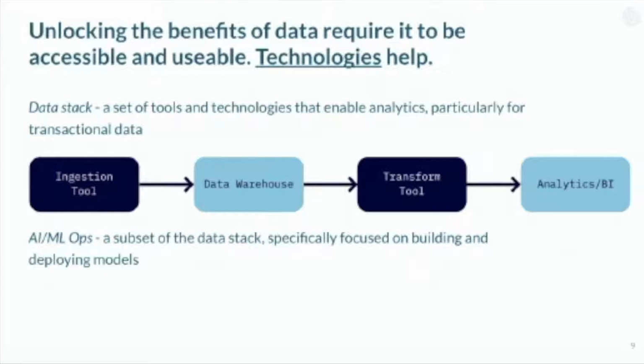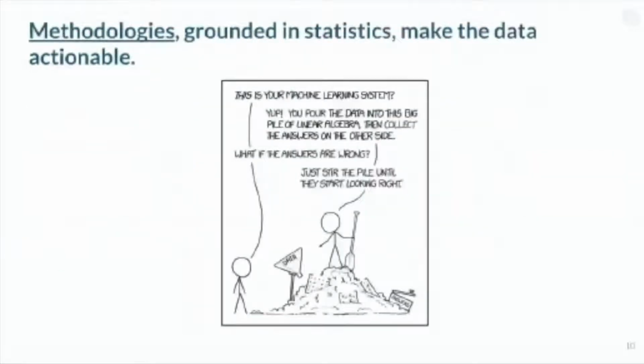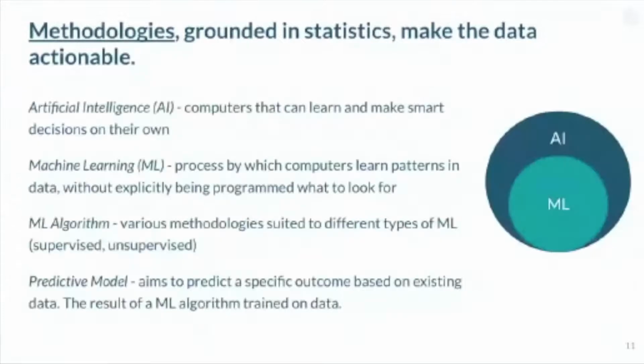So now that we've covered the technologies that empower data work, it really is, in addition to cleaning and standardizing data, methodologies that are grounded in statistics that make the data actionable. And that is my third category of buzzwords. I will say that sometimes it seems like there is a black box around a lot of these methodologies. I want to do what I can to just unpack a little bit of what that black box is and the buzzwords associated with it.